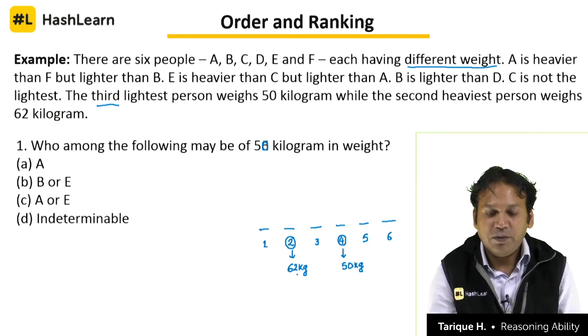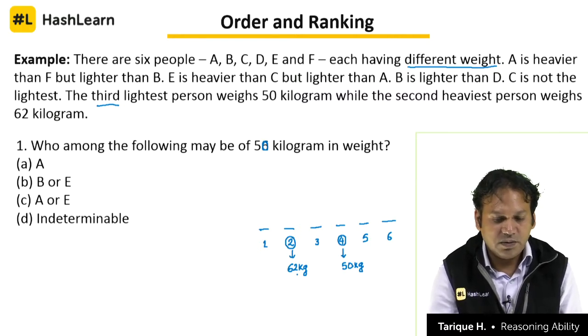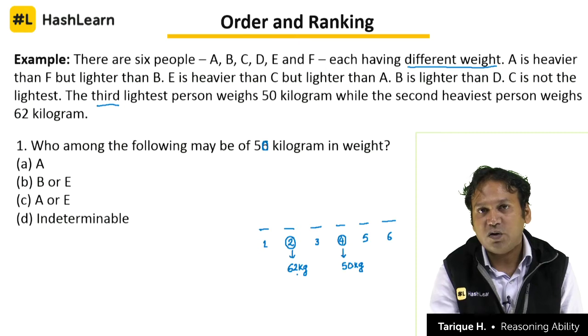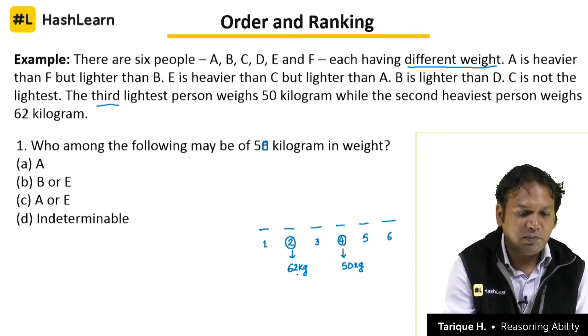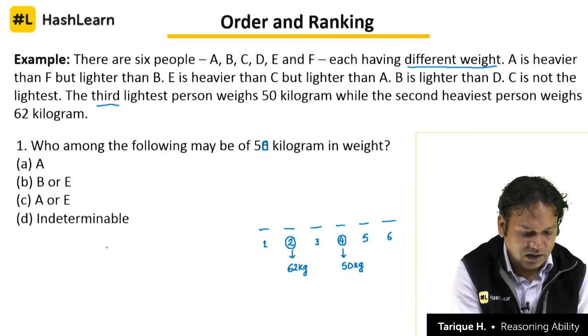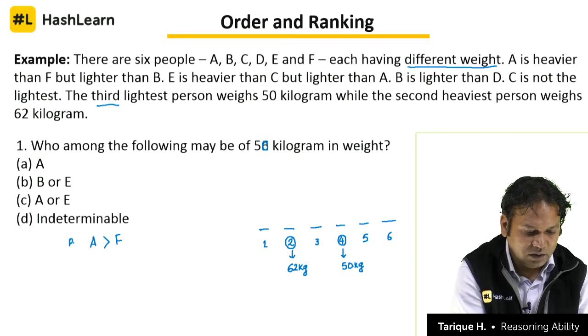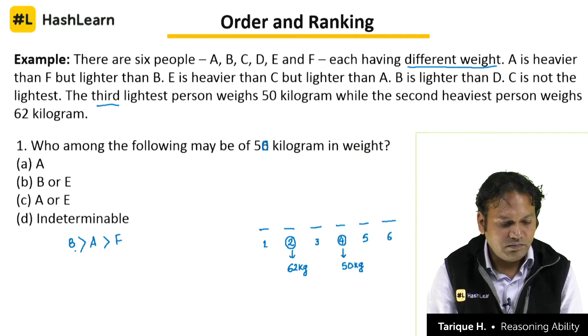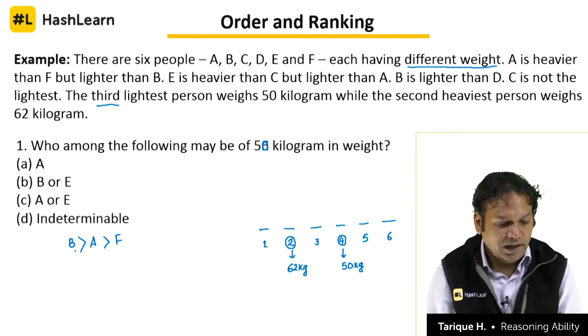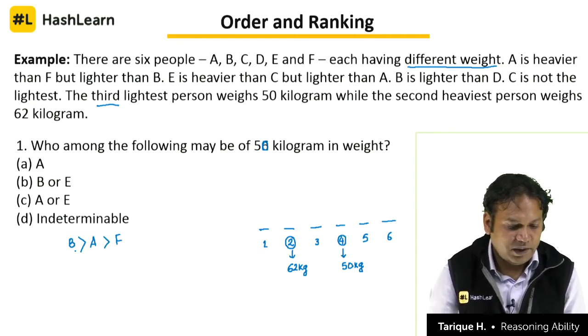So we have to find who is in the second position, who is in the fourth position, what is the order of the people here in the given question. So there are 6 people A, B, C, D, E, F. A is heavier than F. So let's start making our inequations. A is heavier than F but lighter than B. So that is one thing that we get, B > A > F. Clear?